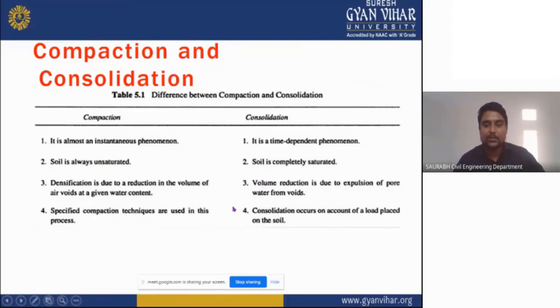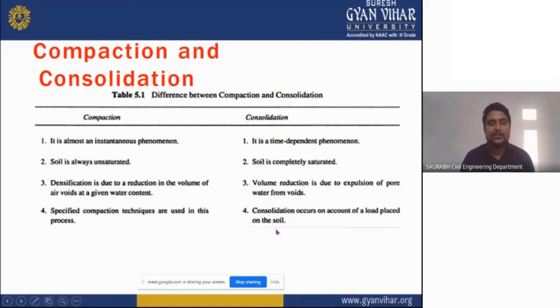It means here we are increasing the density of our soil by the expulsion of the pore water, and here we are reducing the air voids. And the fourth difference is that specified compaction techniques are used in this process. And consolidation occurs on account of the load placed on the soil. So this is the difference between compaction and consolidation.